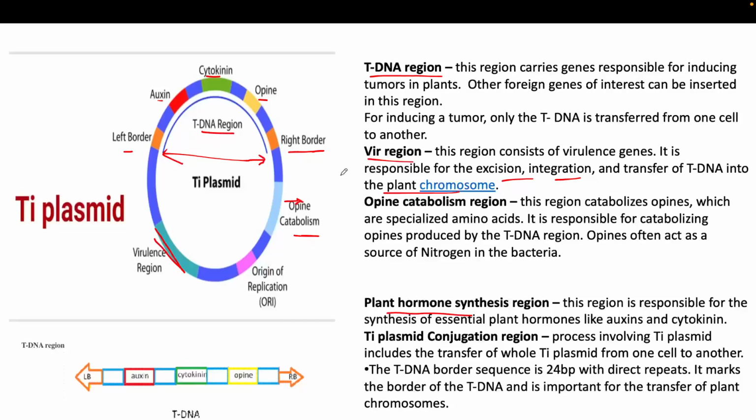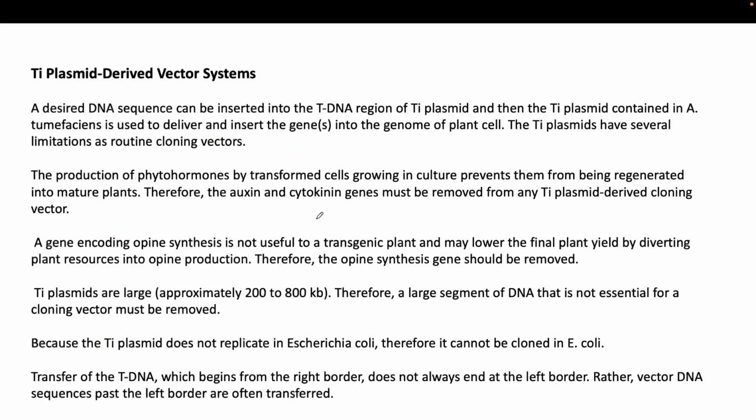So this is the structure of the Ti plasmid, which has three common regions. One is the T-DNA region, which harbors the target gene. The second one is the virulence region, which is responsible for the excision, integration and transfer of the T-DNA region from one cell to another cell. And the third one is the opine catabolism region. Depending on what kind of opine is being produced, to metabolize that opine there is the opine metabolism region.